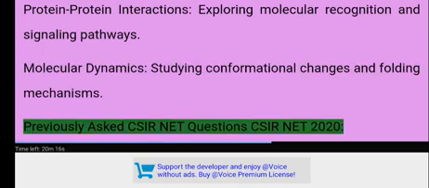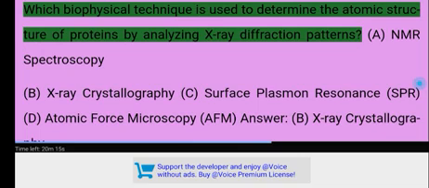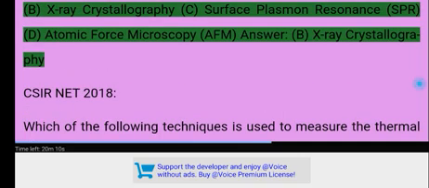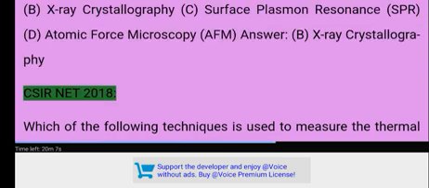Previously asked CSIR-NET question, CSIR-NET 2020. Which biophysical technique is used to determine the atomic structure of proteins by analyzing X-ray diffraction patterns? A. NMR spectroscopy. B. X-ray crystallography. C. Surface plasmon resonance, SPR. D. Atomic force microscopy, AFM. Answer: B. X-ray crystallography.